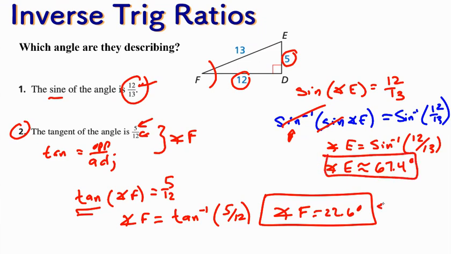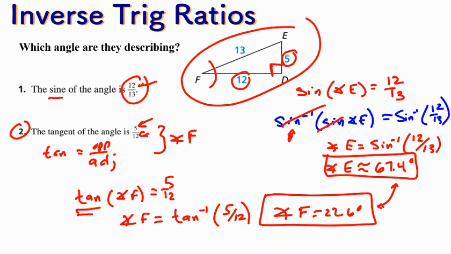And if you were to add these two angle measures up, you would get exactly 90 degrees, which makes sense with our triangle. We have a 90-degree angle. The other two angles add up to 90. That gives us 180 degrees.